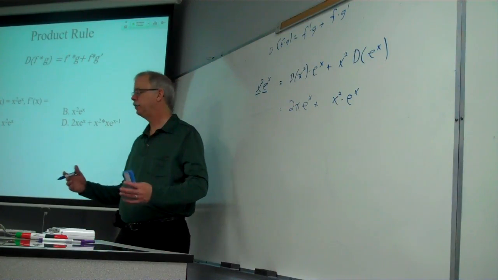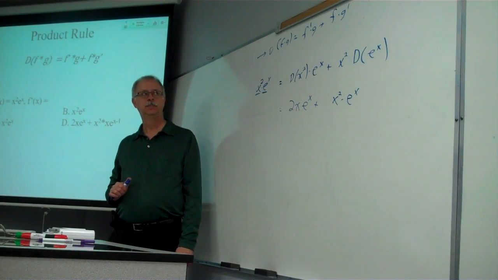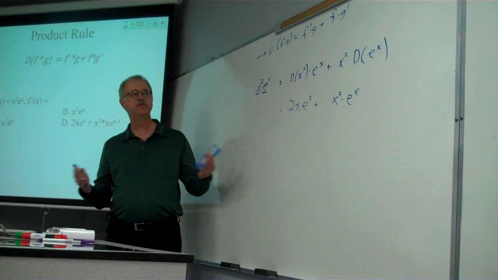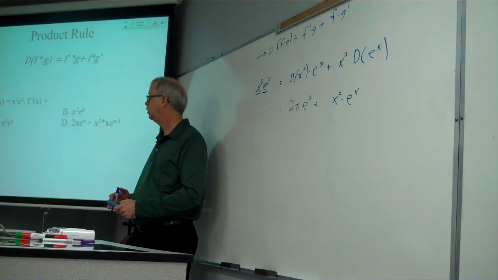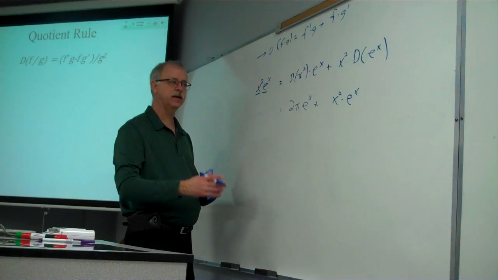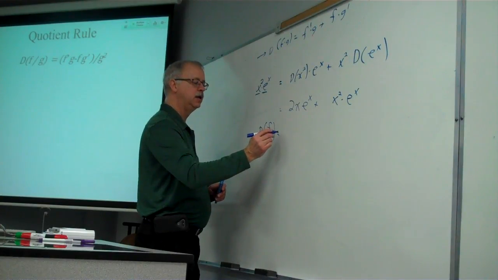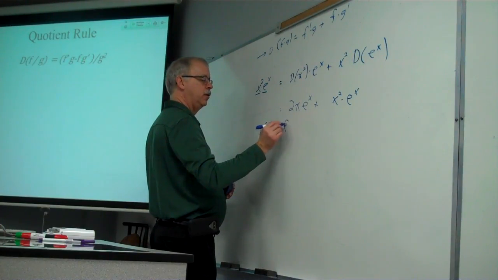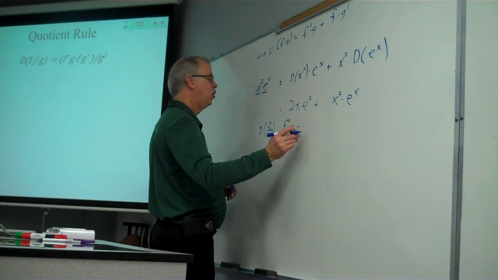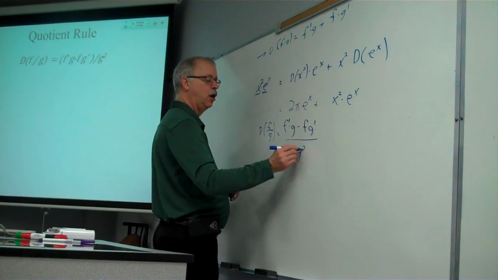So as our functions get more complicated, this is one of the rules we're going to need. If we're not just adding or using constant multiples, but we're actually multiplying functions, we have to apply the product rule. Similarly, if we have some quotients, so we're not just adding or subtracting, we've got some divisions going on, the derivative of a quotient is the derivative of the numerator times the denominator minus the numerator times the derivative of the denominator, over the denominator squared.